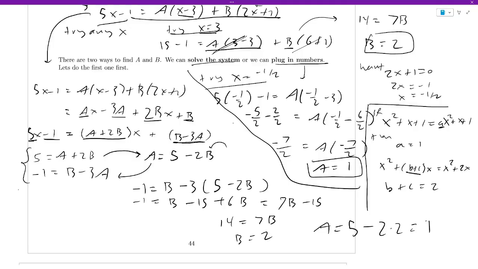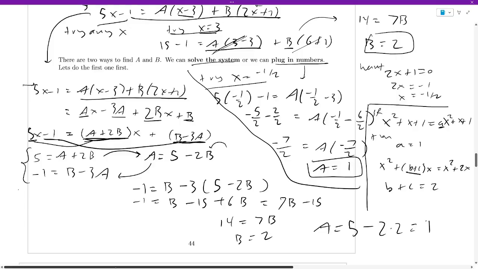Our steps were, starting from here, we multiply out the right-hand side so that it looks like a polynomial. We have number times x plus number, and then we can equate the coefficients on each side and get a system which we can solve. So that's the solving the system version.